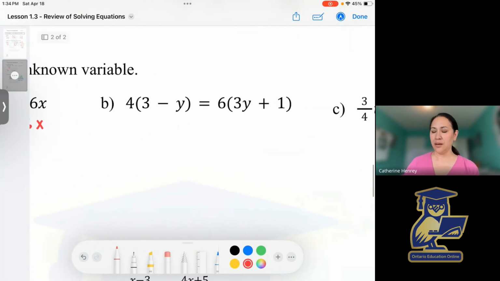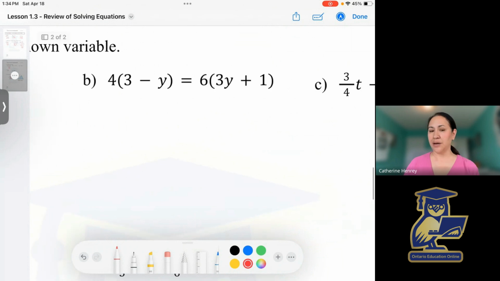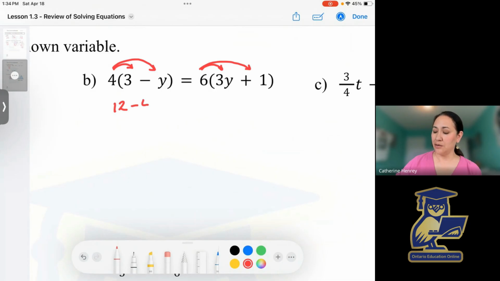Similarly for B, we have some brackets that we need to clear out using the distributive property. So this 4 needs to multiply by each of the terms inside that bracket. This 6 needs to be multiplied by each term inside the second bracket. Simplifying, 4 times 3 is 12. 4 times negative y is negative 4y. 6 times 3y is 18y. And then 6 times 1 is 6.